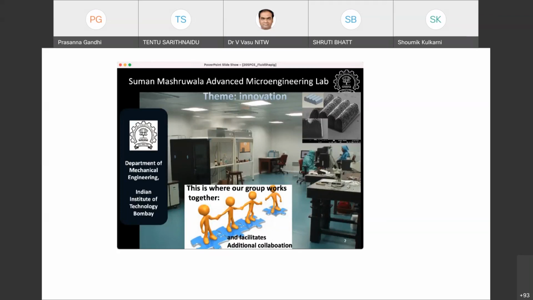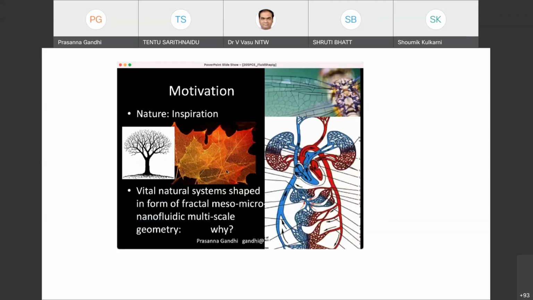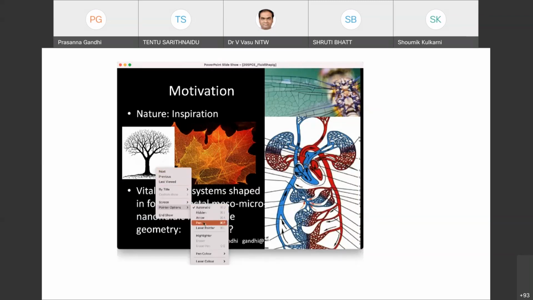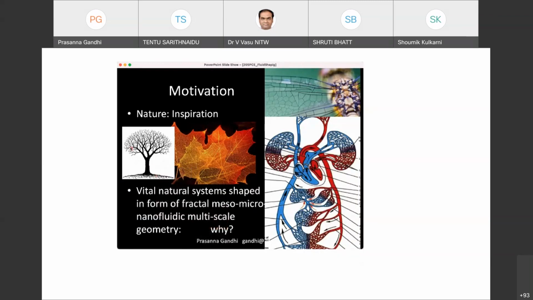So there is a lot of scope for collaborative activities here. Okay, so this development is inspired by nature. If you see in nature, like the tree, for example, you have multiple branches starting with one big branch and splitting into smaller branches, and then further splitting into smaller branches. It's like a fractal-like nature. It's not infinitely long, but it's some finite number of generations.